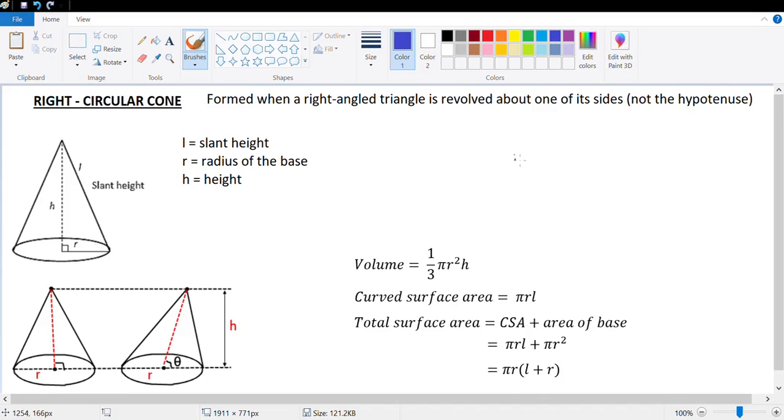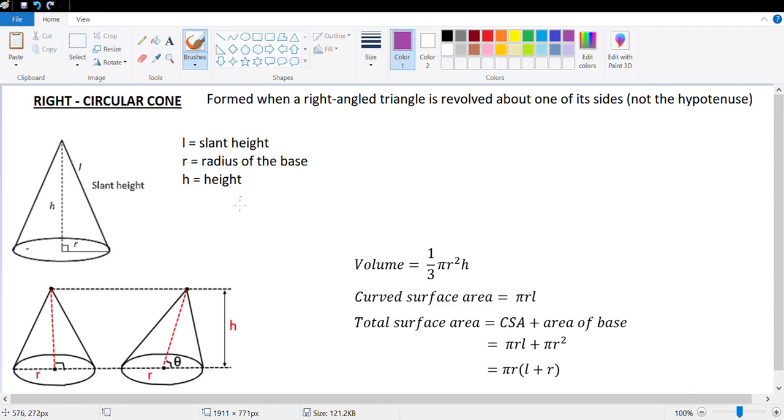Hi guys, let's look at the next exercise. In our first exercise of this chapter, we talked about the right circular cylinder. In the second exercise, we'll talk about the right circular cone. The diagram that you see here is a right circular cone.